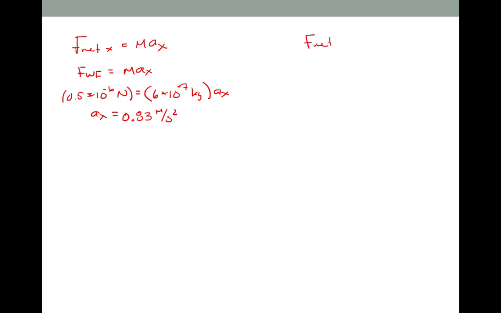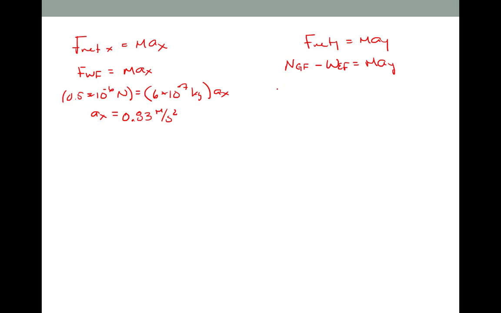Similarly, I can do the y direction. In the y direction, I have two forces. I have the ground on the flea in the direction of the acceleration and the flea's weight in the other direction. So I'm going to take it as normal minus weight.